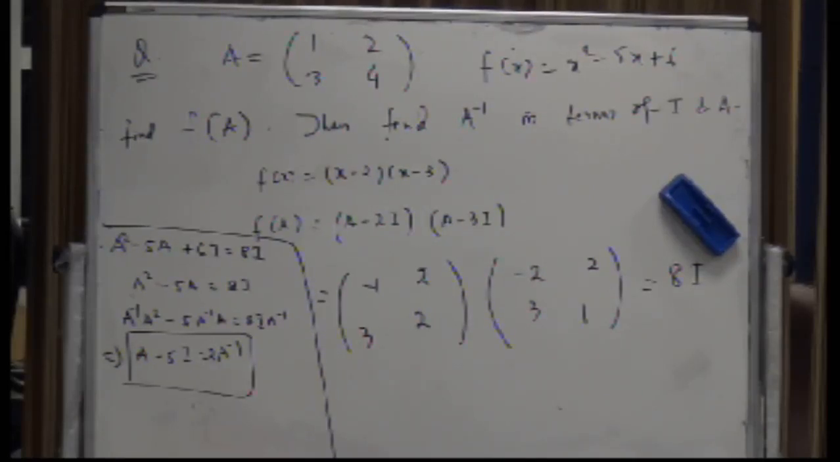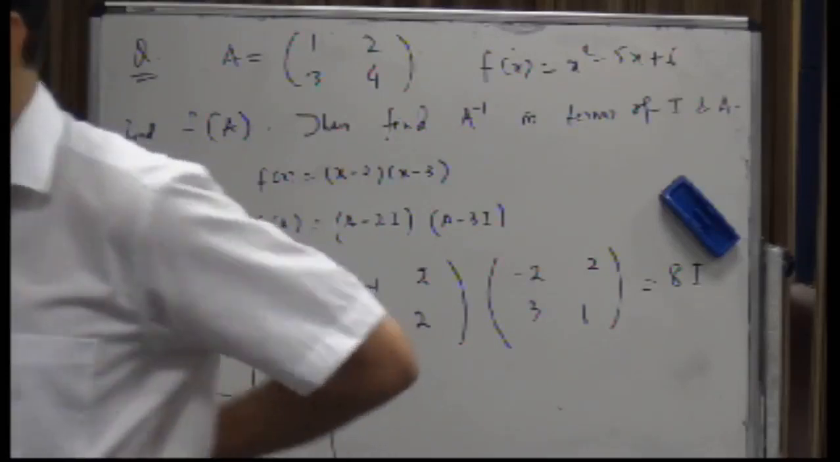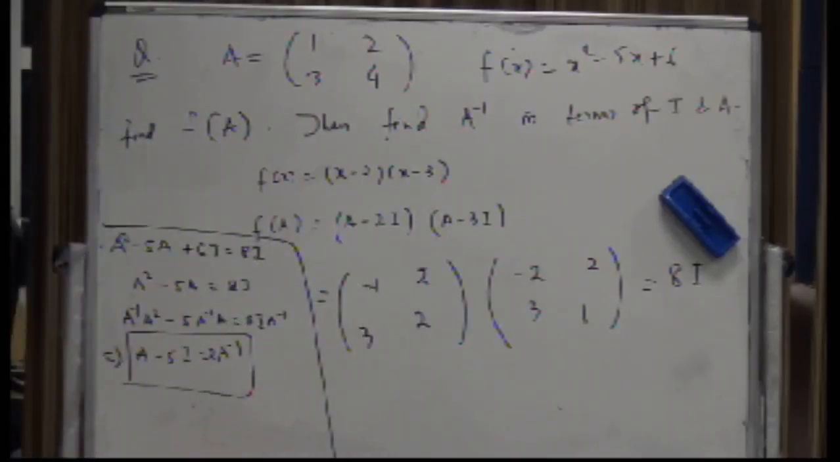Find I minus A, put it in a bracket, to the power minus 1. I minus A to the power minus 1 in terms of I and A.